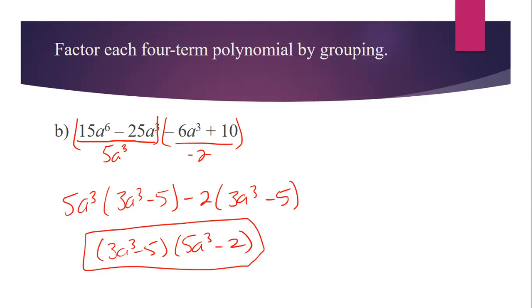So we're looking for what they have in common, and they have 3a cubed minus 5 in common, so we factor that out. And then whatever we're left with is our last factor. And we're left with 5a cubed and -2. Oh, okay, so you just subtract the 5 and the last.